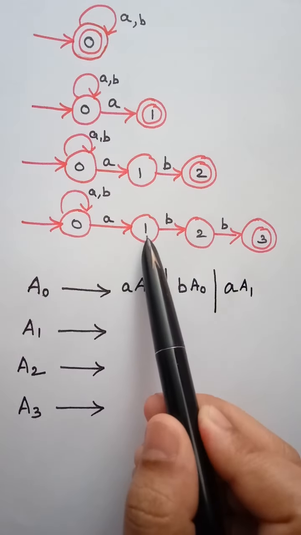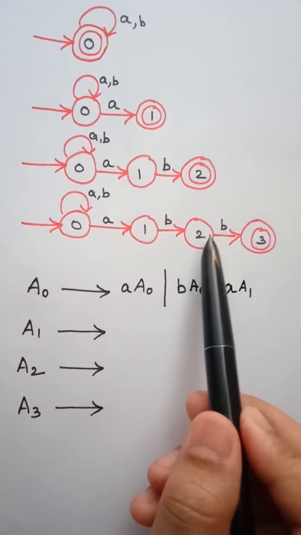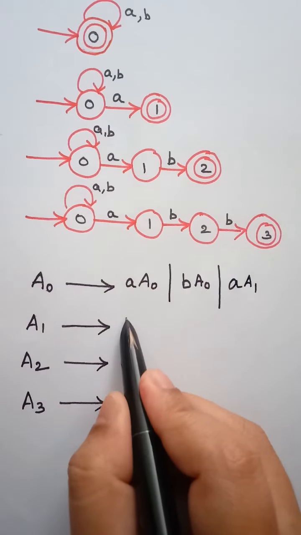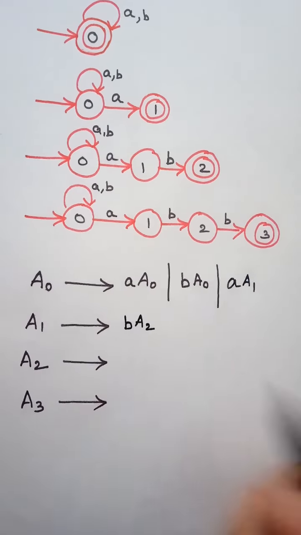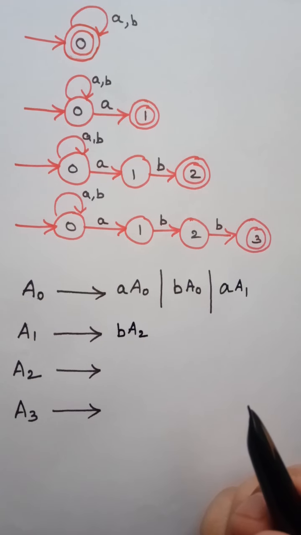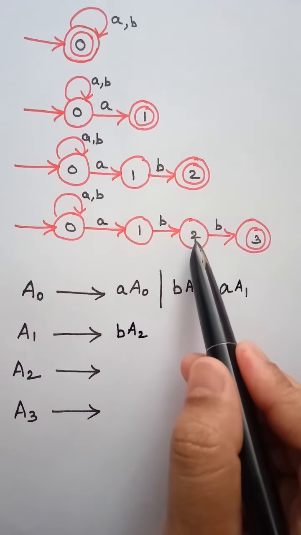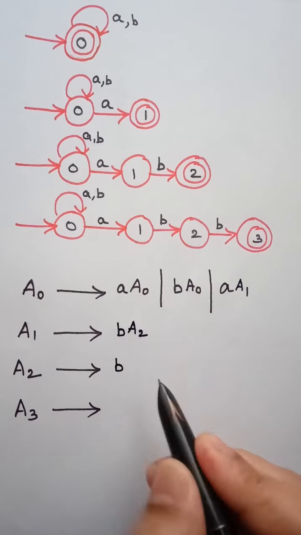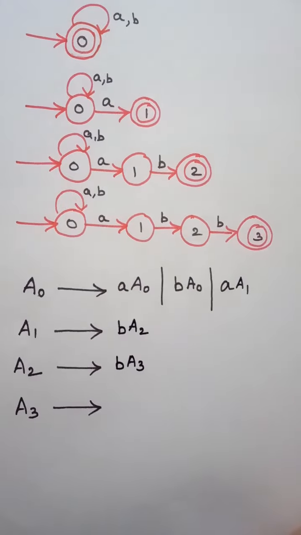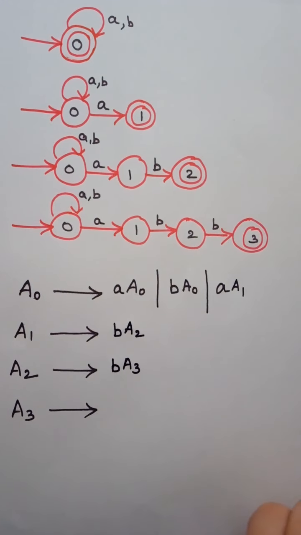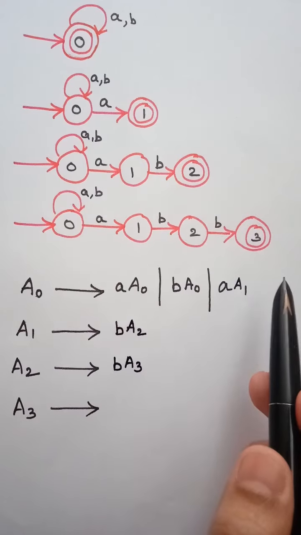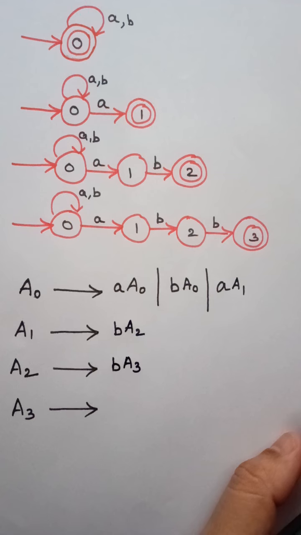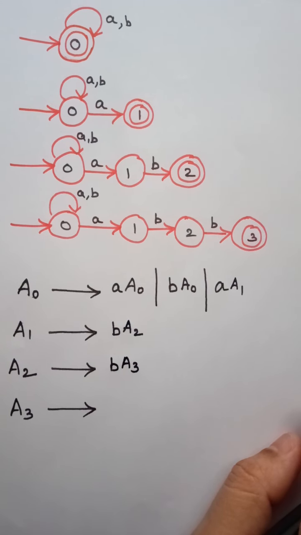From A1 we have a transition to A2, and the input symbol is B. So here we write B A2. And then from A2 we have a transition on input symbol B to A3. This is over. And from 3 we don't have any transitions, so let it be. This is your second rule, and it is over. Coming to the third rule.